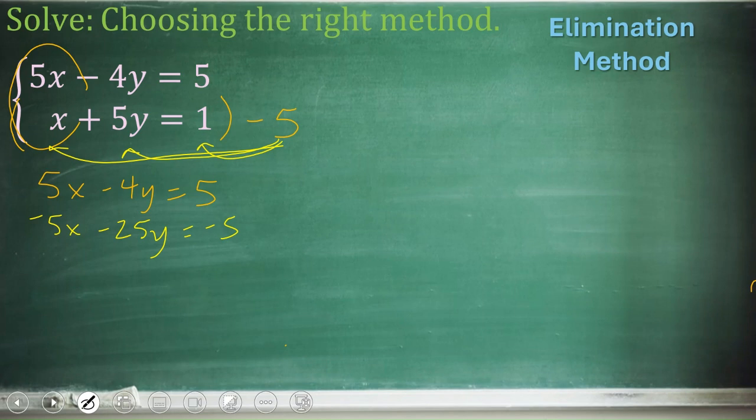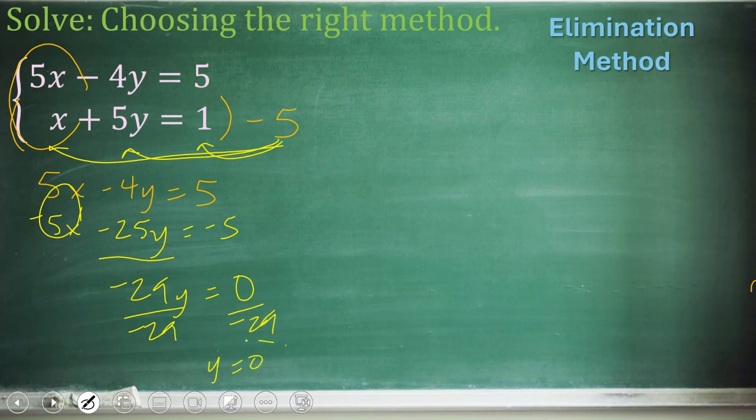And now let's double check that we actually eliminated the x variable like we planned. Is 5x minus 5x 0? If it is, we eliminated it, and it is. Now we're going to combine these like terms in both equations. So negative 4y minus 25y is negative 29y equals 5 minus 5 is 0. Now we're going to divide by negative 29 on both sides. And look at that, y equals 0, which is what we got on the last problem.